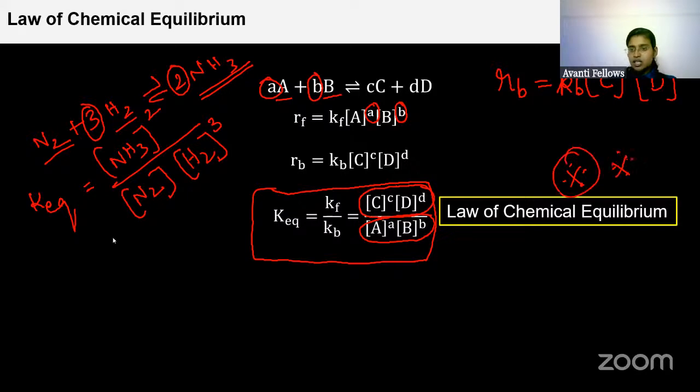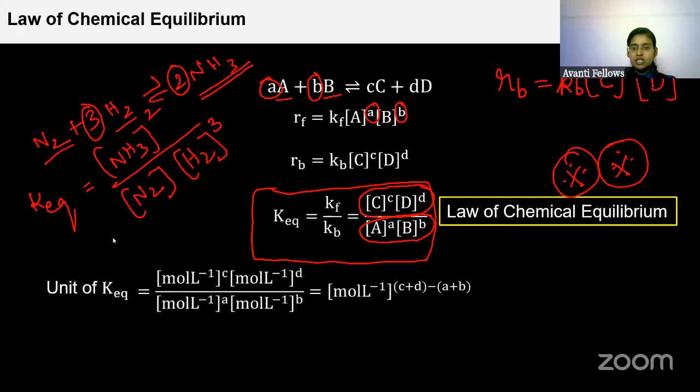Also this Keq has some unit. If you substitute mole per liter in all the concentration terms, so we have C, D, A, B, right? In all the cases, the unit of concentration is mole per liter. So if you substitute, you will arrive at (mole per liter) to the power (c plus d minus a plus b). This is the unit. Are you all able to understand?